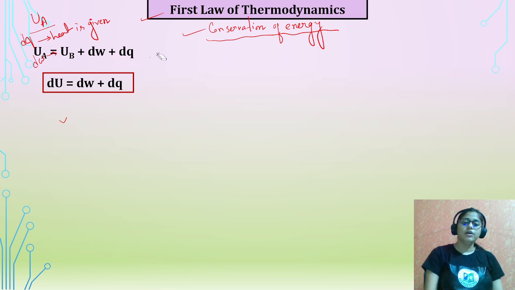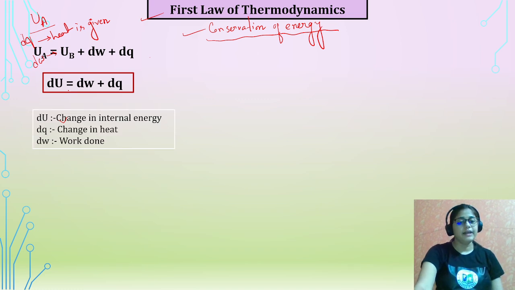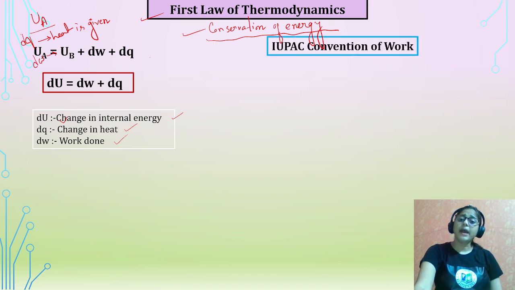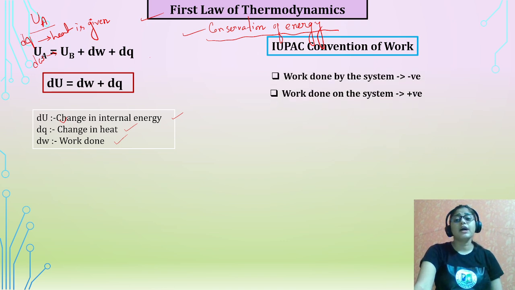So you should not forget it: dU equals dw plus dq, where dU is the change in internal energy, dq is the heat, and dw is the work done. It can be both ways: work done by the system or work done on the system. In the IUPAC convention, when work is done by the system, we use a negative sign. Work done on the system means the surroundings are actually doing work on that system, so the work will be positive.